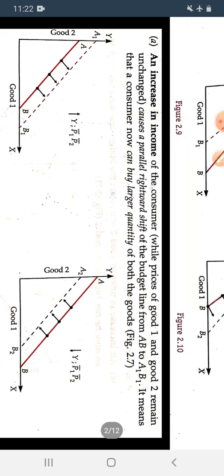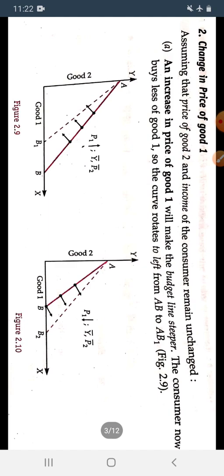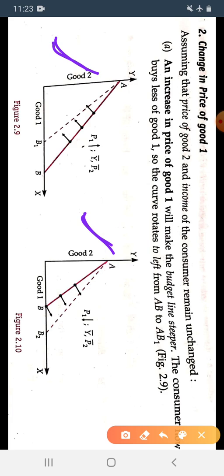The next condition is when there is a change in the price of good one. In this condition, only the price of good one changes and the price of good two remains constant. We are taking it that the price of good two and the income of the consumer are both unchanged. Changes occur in the price of good one only.